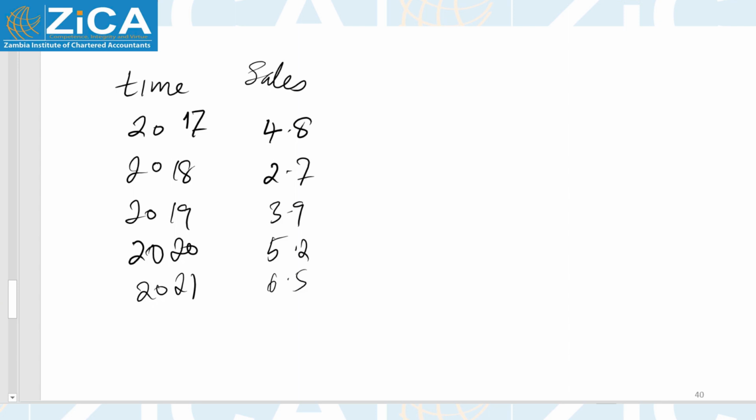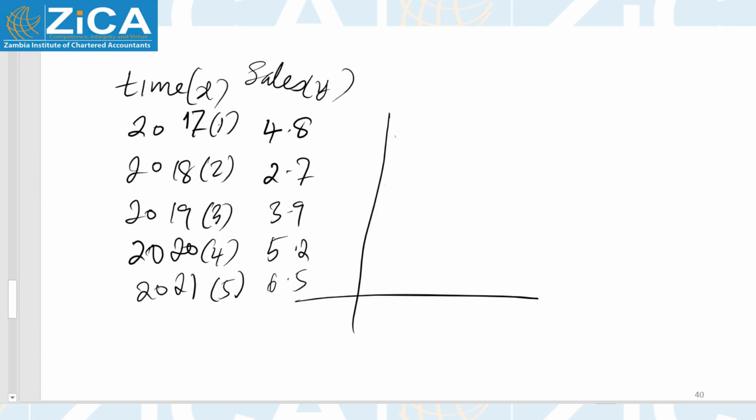Now, here the mistake is how you plot the data. We code the time. 2017 we put 1, 2018 we put 2, 2019 we put 3, 2020 we put 4, and 2021 we put 5. So always the time will be X, the sales will be Y. So if you draw your time here, this is Y, this is X. So we are starting with 1, 2, 3, 4, and then 5.